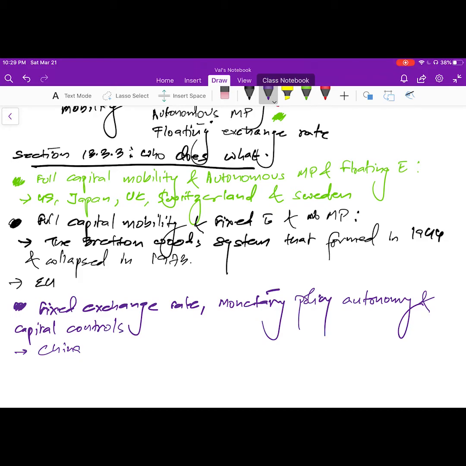Okay. Of course, a quick summary. Capital controls and interest rate parity condition are inoperable. You cannot have both.